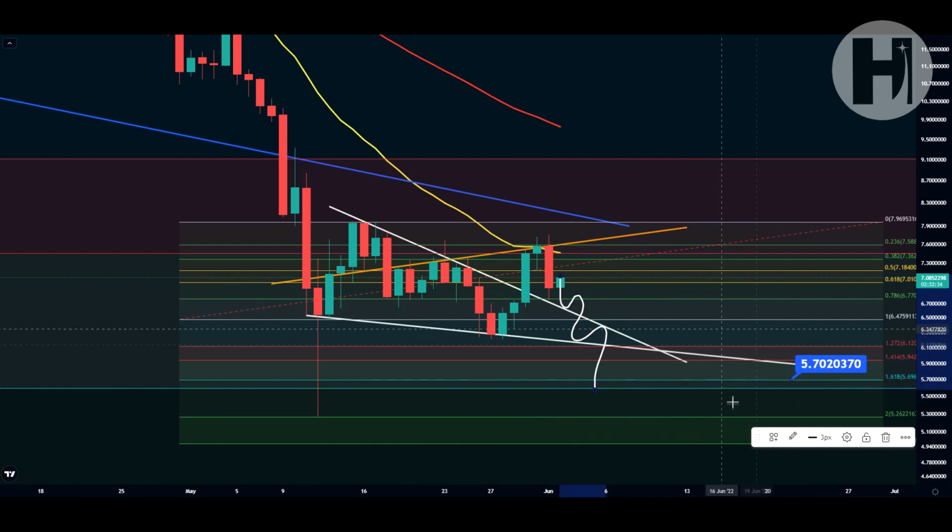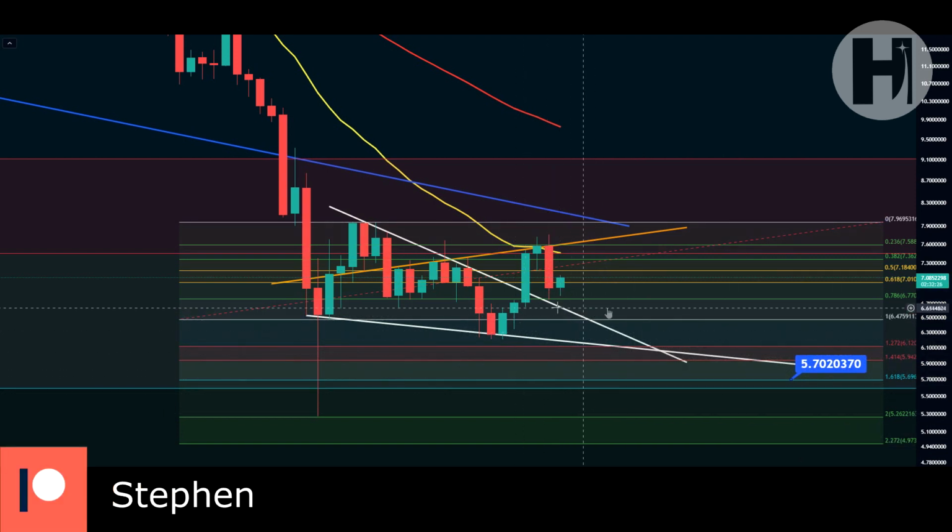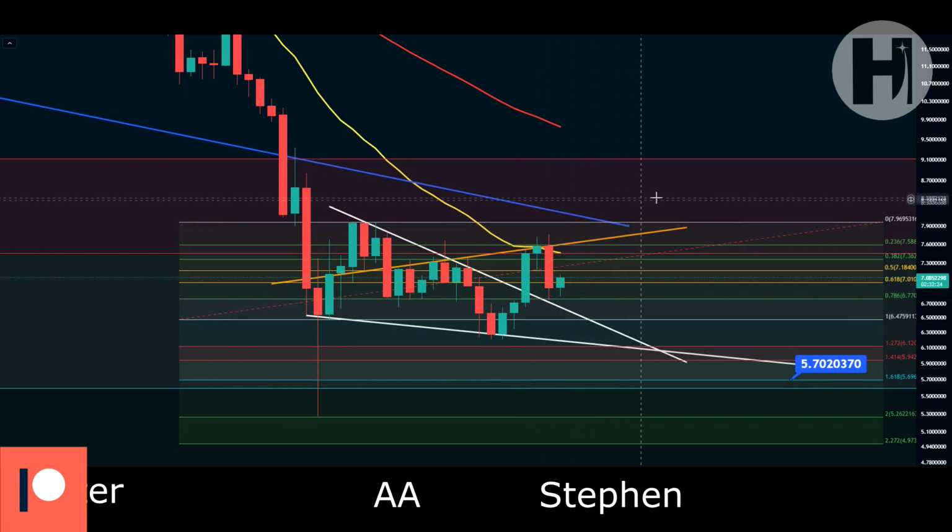The brush is once again black. That is a bit annoying. And you're going to break from the pattern to the downside. That does happen quite often as well.